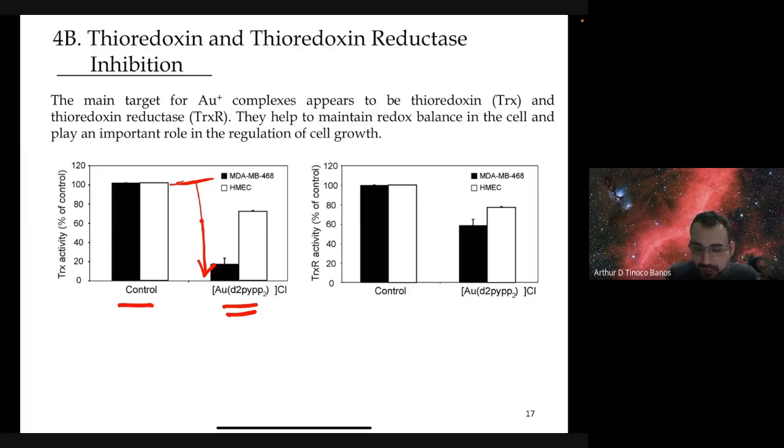Then, as far as the effect on the thioredoxin reductase protein, the same thing is true, probably to a lesser extent, in terms of affecting that enzyme more in the cancer cell line versus the normal cell line. So it looks like not only are we seeing the global effect of hitting the cancer cells much more than the non-cancer cells, but also that we're actually hitting the proposed targets.